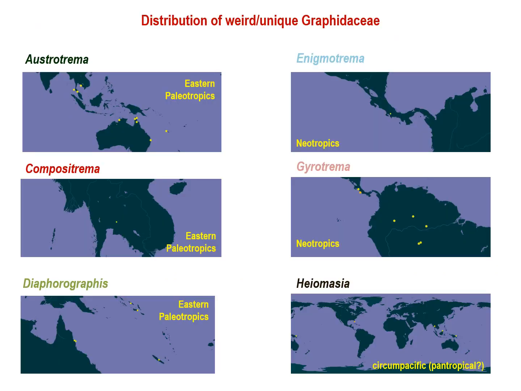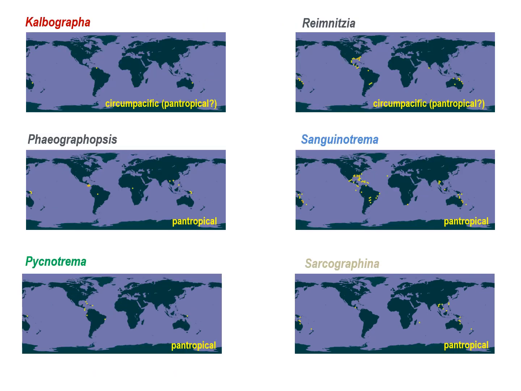On slides 7 and 8, I am going to show you the distribution of weird or unique Graphidaceae in the world. You can see the first 3 genera, Ocellularia, Compositrema, and Diaphorographis, are more confined to the Eastern Paleotropics, whereas Chapsa and Gyrotrema are mainly found in the Neotropics. And some of the other genera are pantropical.